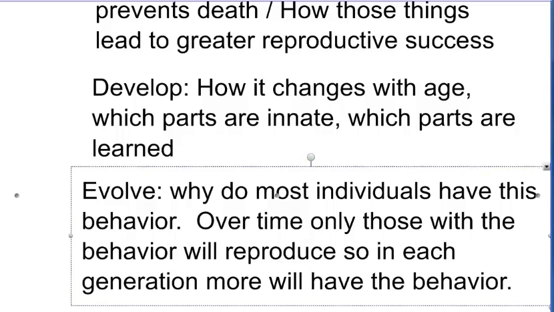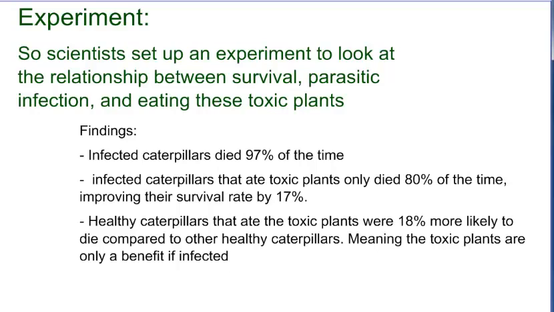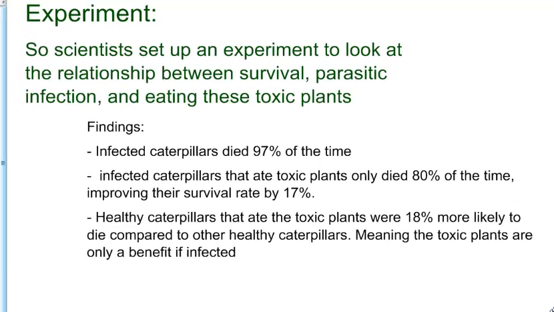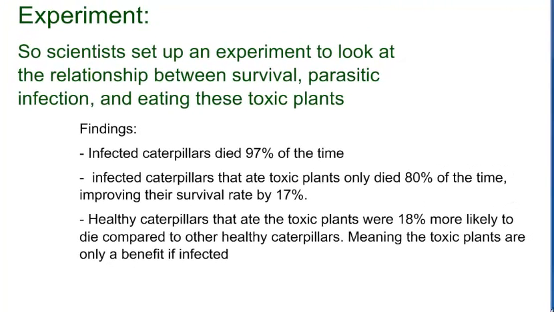Okay. All right, so then the second part of the test, I'm going to show you an experiment, and I'm going to ask you to tell me which question that experiment answered. Now, you could design an experiment to answer the cause, the function, the development, or the evolution of every behavior, including this caterpillar behavior. So here's the experiment. Now, this is the one I gave you on the test, but just to review. Scientists set up an experiment looking at the relationship between survival, parasitic infection, and eating toxic plants. Okay, so those three things.